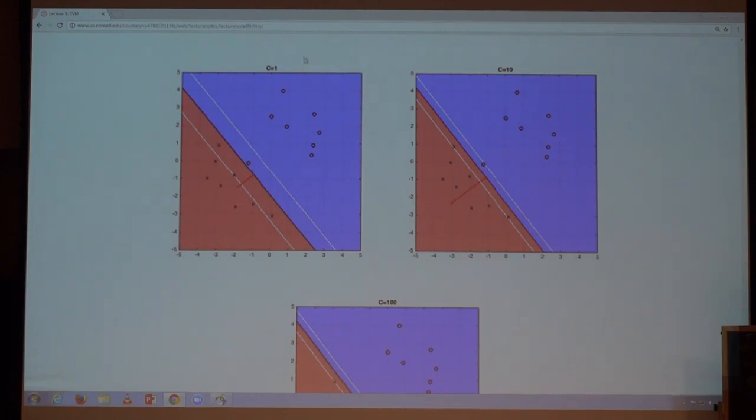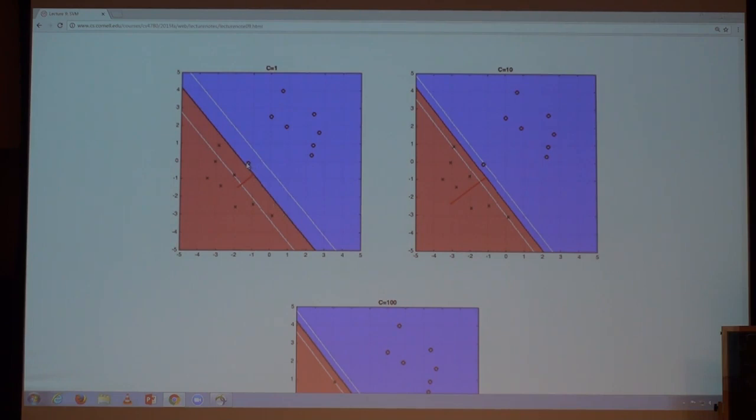If I lower it to 1, what does it do? Now it's allowed to assign a little bit of slack. I'm giving it in some sense a slack budget. And what it does, it assigns the slack to this point here and to these points here. So it moves the hyperplane more in the middle.